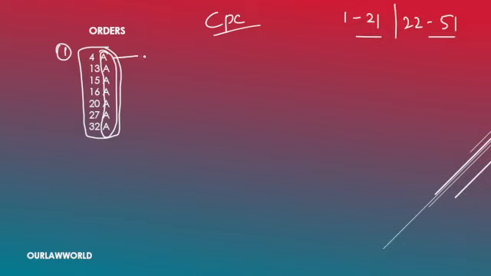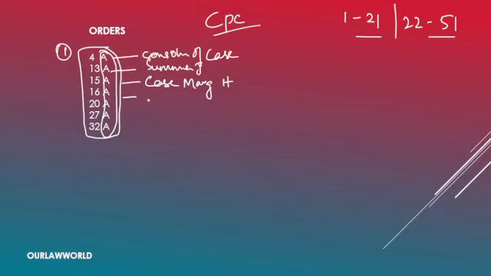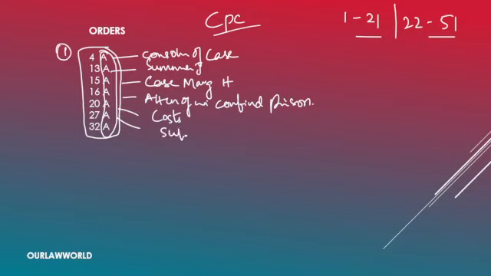4A, consolidation of cases. 13A, summary judgment. 15A, case management hearing. 16A, related to attendance of witness confined or detained in prison. 20A is regarding cost. 27A is suits involving substantial question of law. 32A is matters concerning or related to family.